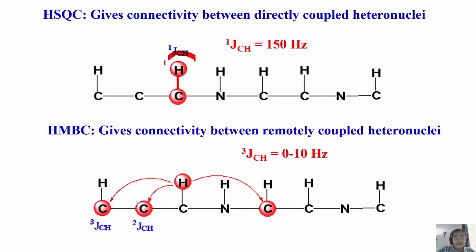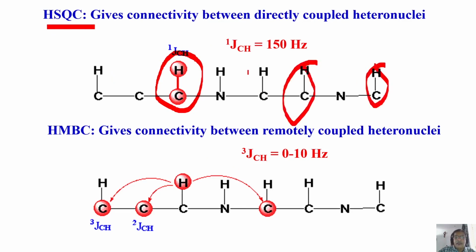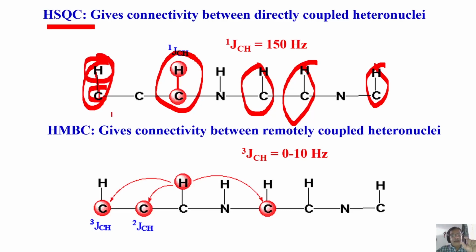Pictorially, this is what it is. Carbon-proton 1-bond coupling is obtained by HSQC, a 1-bond correlation. Let us say I have 5 carbons attached to protons. I am going to get 5 peaks in the HSQC experiment. In the carbon dimension, you will get this chemical shift. In the proton dimension, for this cross peak, you will get this chemical shift. So for each cross peak, going along the F1 and F2 dimensions, you get the chemical shift of the carbon and the corresponding proton.